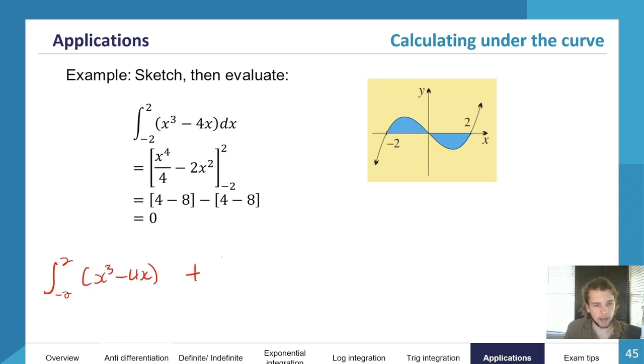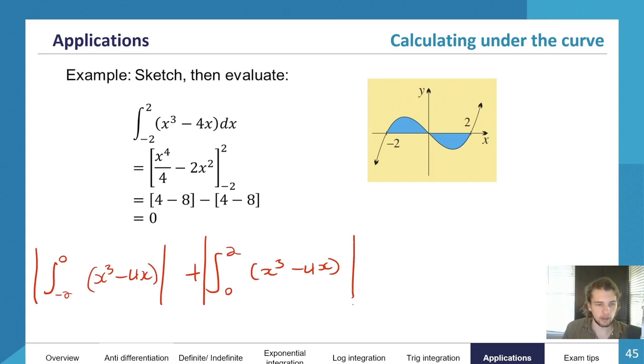And then we're adding, this is 0, we're adding 0 to 2, x to the power of 3 minus 4x. And now some of these might end up being negative, which is not what we want. So since that's the case, we just like to put absolute value brackets on the outside.